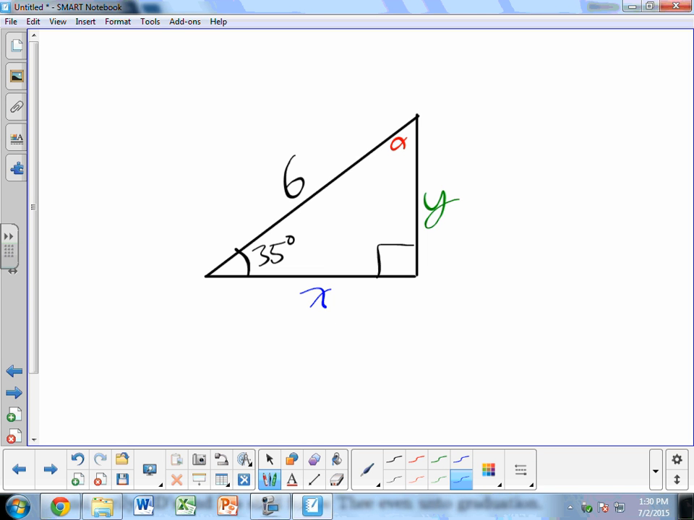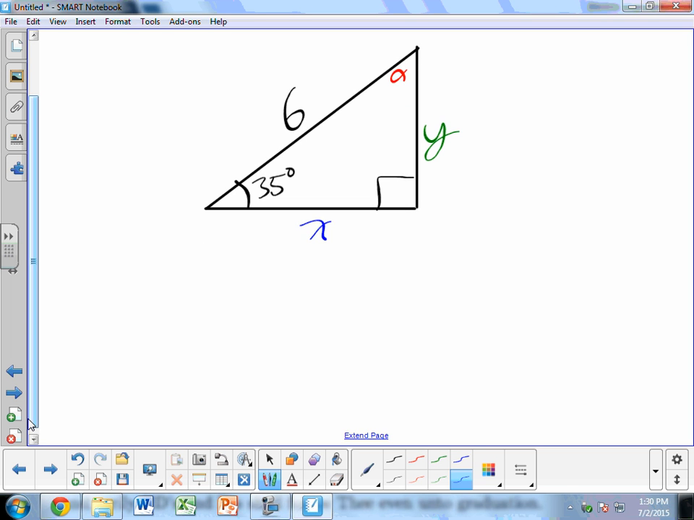Okay, so these are the three things that we need to find. We need to find the angle alpha and the sides x and y. Now, let's start with x because I feel that would be the logical place to start. And my marker's already on blue. So I am given the angle 35 and the hypotenuse of 6.